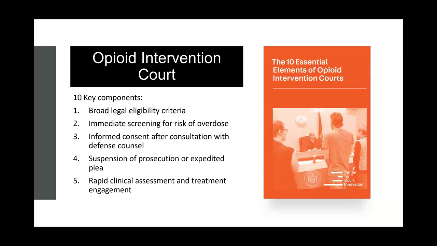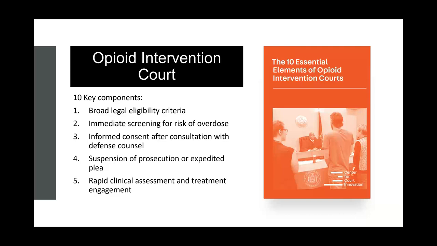But the goal is pre-intercept two. You really want intercept zero and one to be where you are catching people, to say, if you have an interaction with law enforcement, or if you have engaged in the first touch with the criminal justice system, you want a screening as soon as possible, because that is the whole point of the model. Informed consent after consultation with defense counsel. It's hard to move anything quickly through the justice system, but the goal here is that somebody has the ability to talk to defense counsel before they consent to an opioid intervention court.